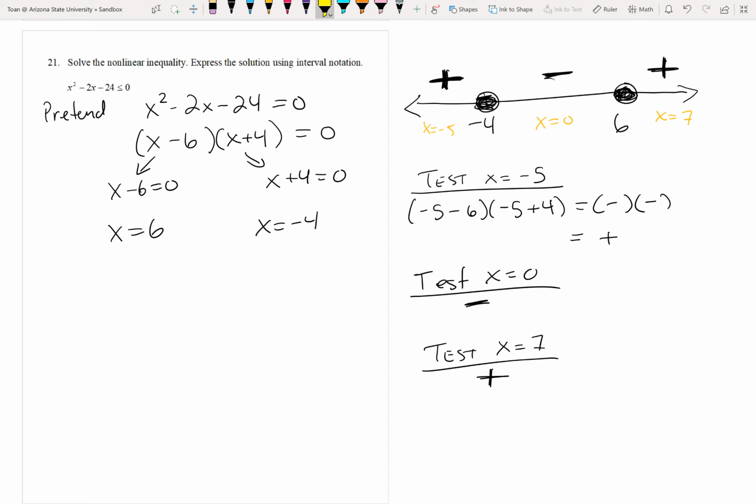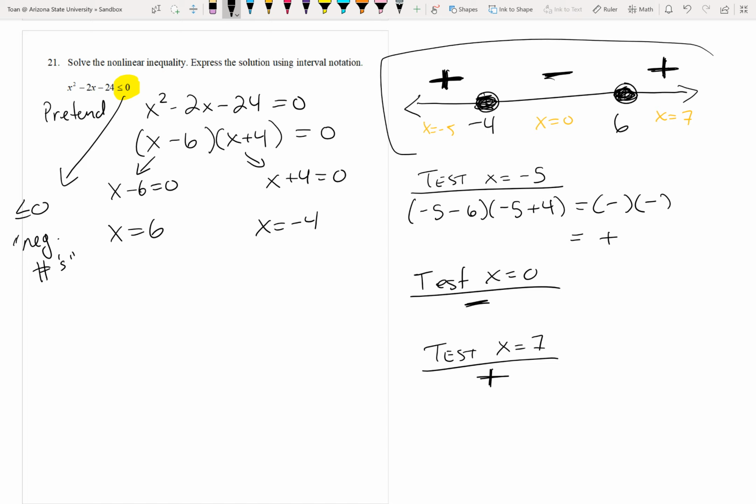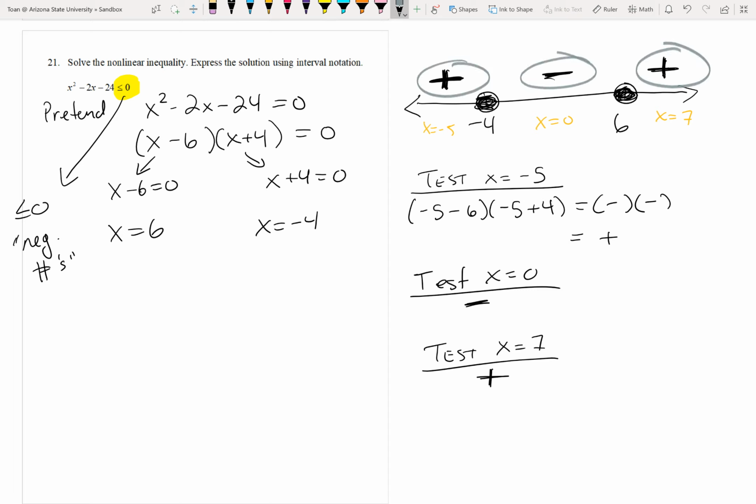Next, you look at the original inequality here. See how it says less than or equal to 0? We have to know that less than or equal to 0 means negative numbers. So if you take a look at our sign diagram, our answer would be the negative regions. Look at the symbols here, the negative regions. So we only have one negative region, which is the middle. So guess what? There's our answer. That interval is our solution set.